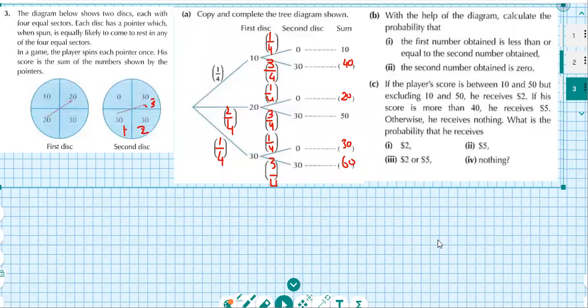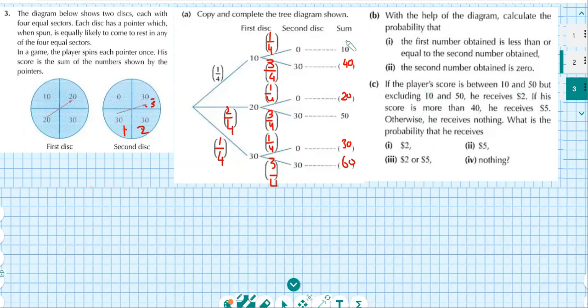Next, part C. If the player's score is between 10 and 50, but excluding 10 and 50, he receives $2. If his score is more than 40, he receives $5. Otherwise, he receives nothing. So, what is the probability that he receives $2? Excluding 10 and 50, between 10 and 50. So, this is actually just the sum that gives you a score.